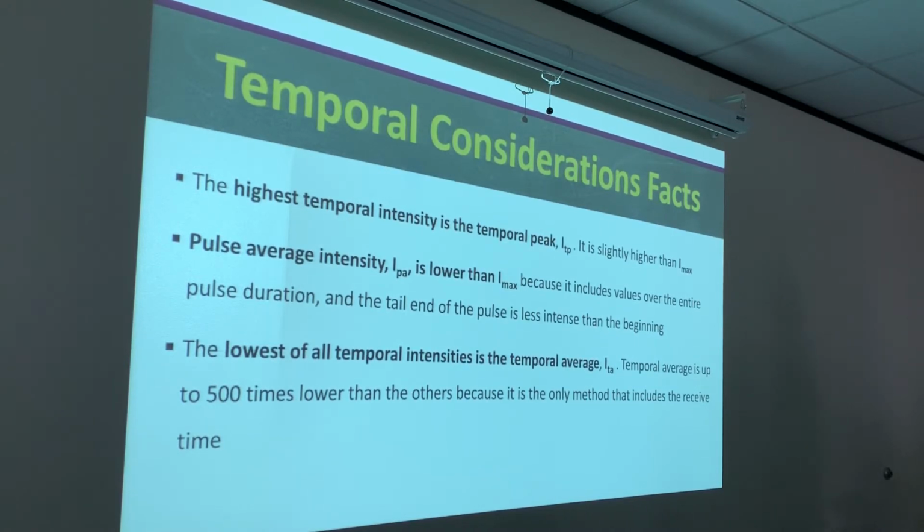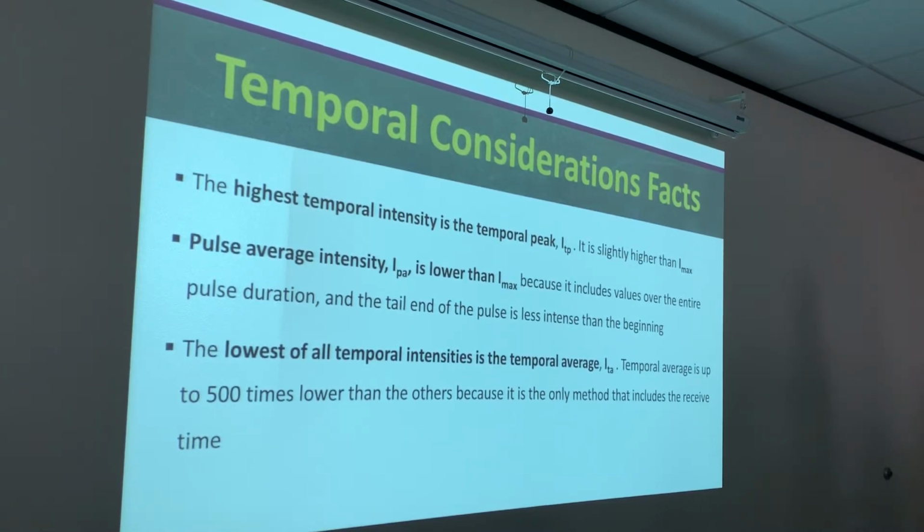The pulse average intensity, or IPA, is lower than the IMAX because it includes values over the entire pulse duration. After sound propagates, it's going to lose energy, so it's going to consider more than one cycle. Those cycles are going to get less and less in amplitude over that time, correct? That's why the IPA, the pulse average intensity, is lower over the pulse duration. The tail end of the pulse is less intense than the beginning because of propagation or attenuation.